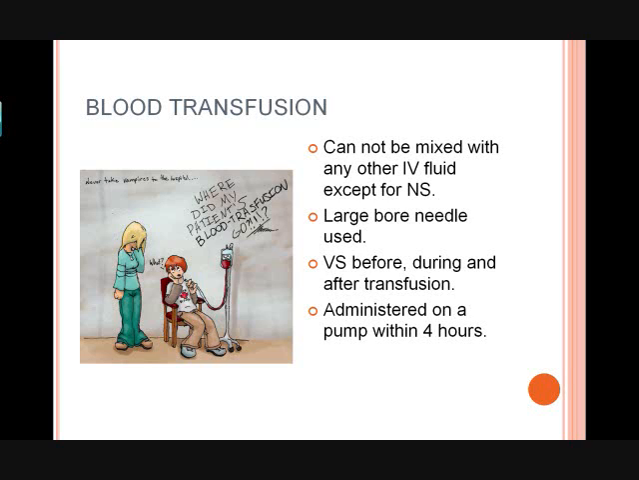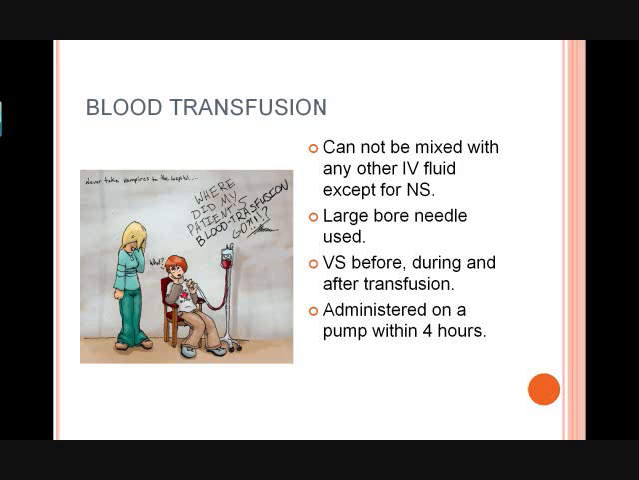It says here it's administered on a pump within 4 hours. No, it's not. I've never put blood on a pump and infused it in my life. It's not because the blood pump wasn't available. I've never done it. You'll never do it. If you do it, it's probably because it's high tech now. I don't even know what to say. You're not going to do it.